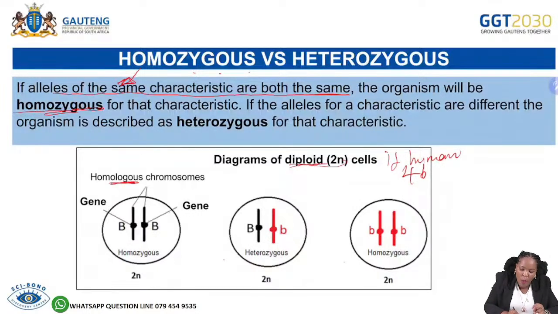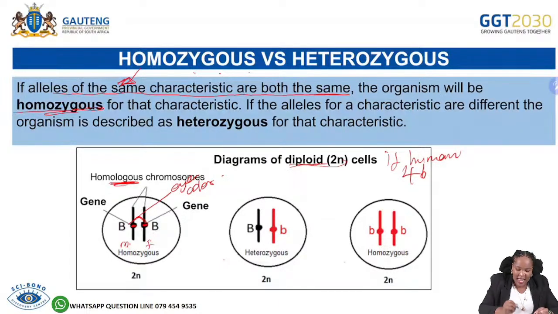Then in these homologous chromosomes, you are going to find on this locus a gene that is coding for a particular characteristic. For this case, we can say eye color. Let's say eye color here. This is a gene for eye color. Now, if it is a gene for eye color, you may find that, let's say this one is coming from the mother, this one is coming from the father.